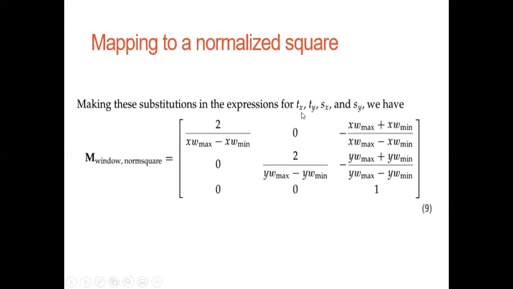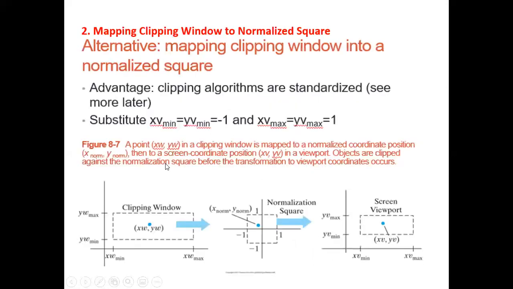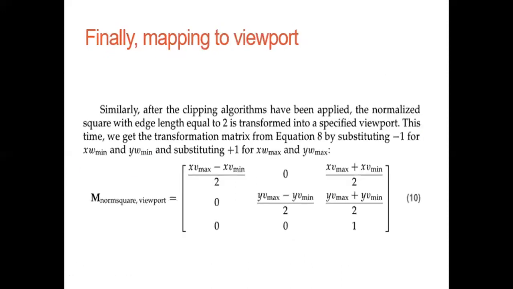So in the expressions for tx, ty, sx and sy, I will get my composite transformation matrix, which is used to map from window to a normalized square. Once I have mapped to the normalized square, what I have to do? Again, I have to transform from the normalized square to viewport coordinates. That is the next method. So finally, we have to map it to the viewport.